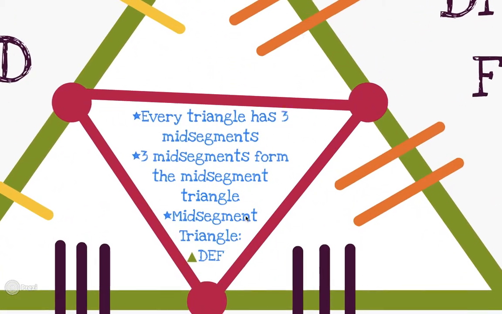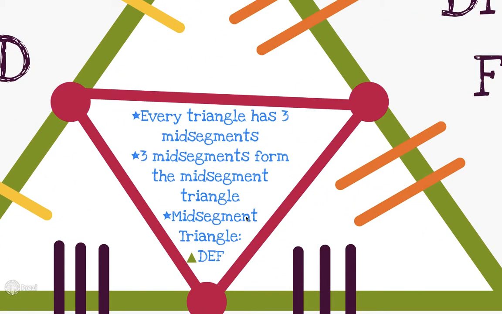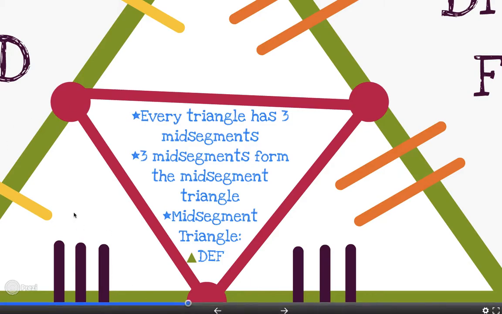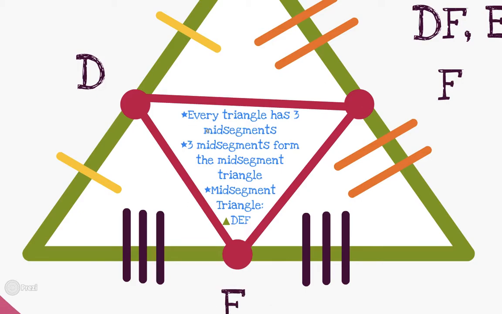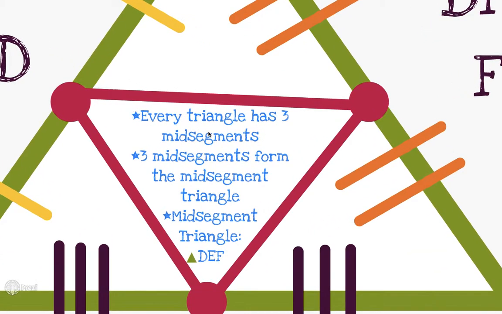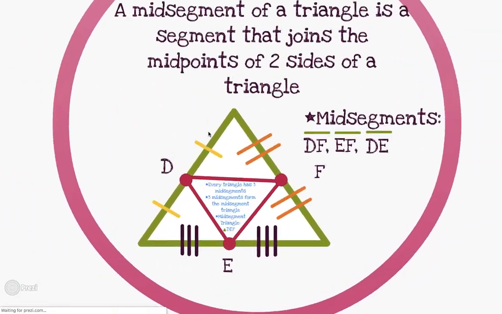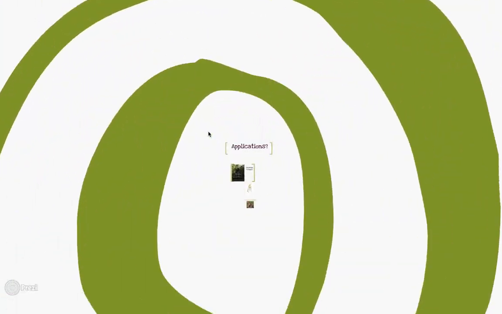Awesome. So every triangle has three midsegments, and they form this lovely midsegment triangle, which is triangle DEF. All triangles have three midsegments that make this wonderful triangle. That's pretty cool. Bet you guys didn't know that. Okay, so now we're going to keep going.